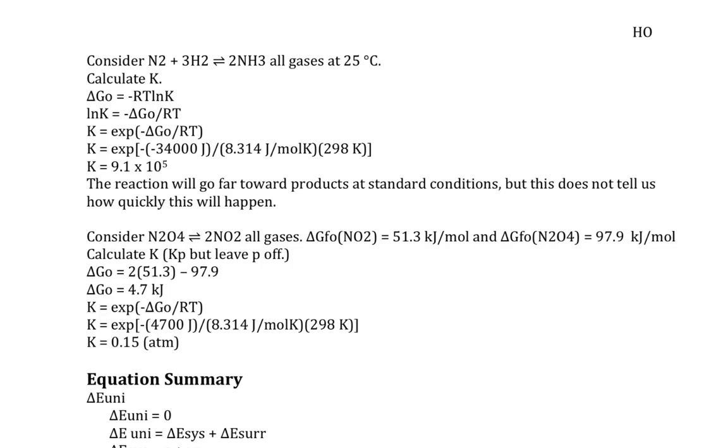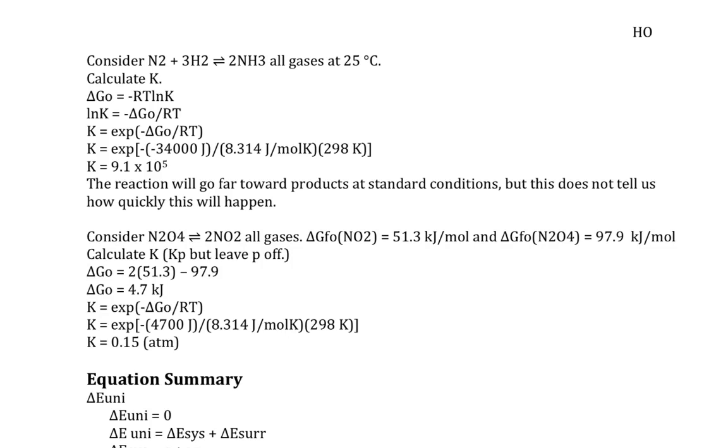So K equals e to the negative 34,000 joules. Notice I had to once again convert to joules, divided by 8.314 joules per mole Kelvin, divided by 298 Kelvin. So we end up with K equaling 9.1 times 10 to the 5th, a pretty big number. That means that the reaction goes far toward products at standard conditions. It doesn't tell us how quickly it happens, though. That's kinetics. Now, as we go through these problems, be sure to stop the video whenever you need to, or look back over your notes later to make sure that you are able to do all these calculations.